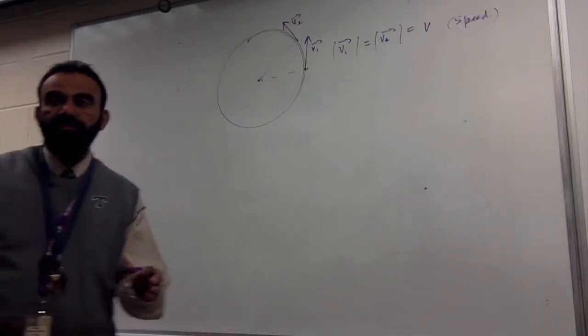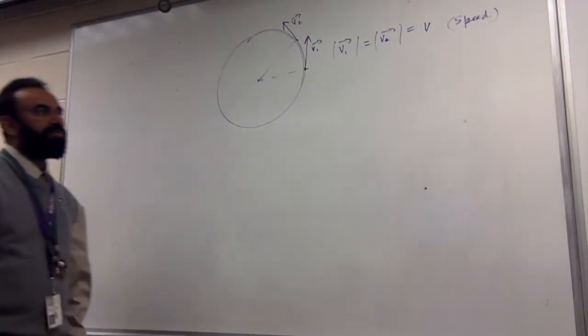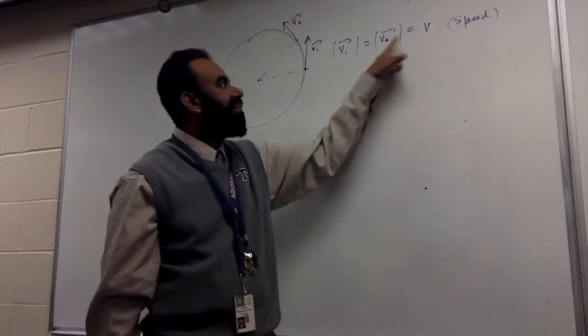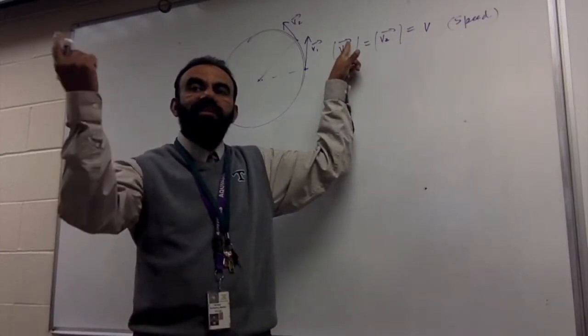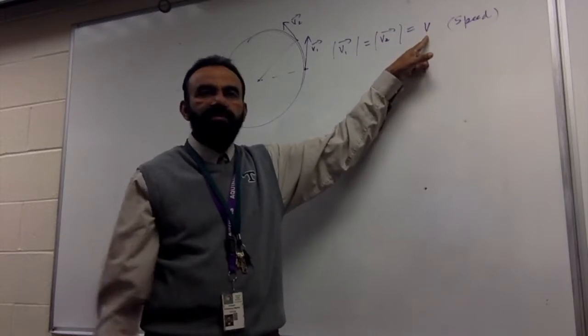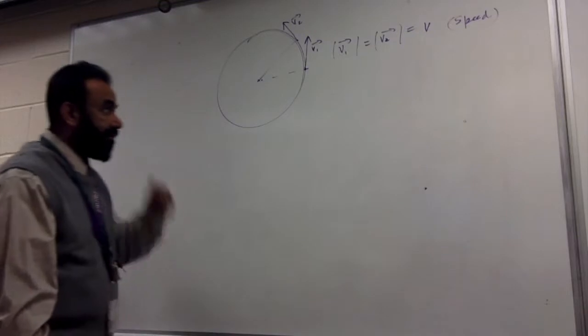It's the same symbol we are using for speed and velocity. But then the difference between this and this obviously is that the vector sign is missing, right? So this is a scalar quantity. Speed is a scalar quantity. So the magnitudes of these are exactly the same as V.